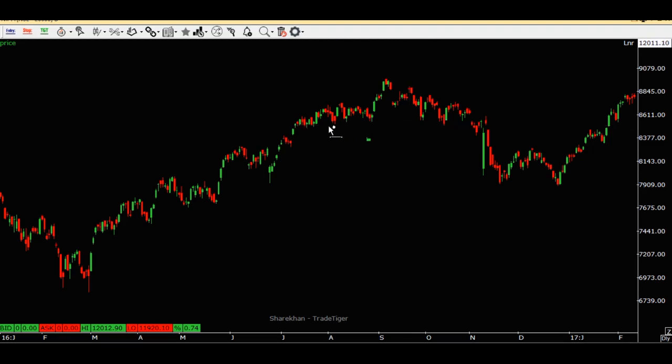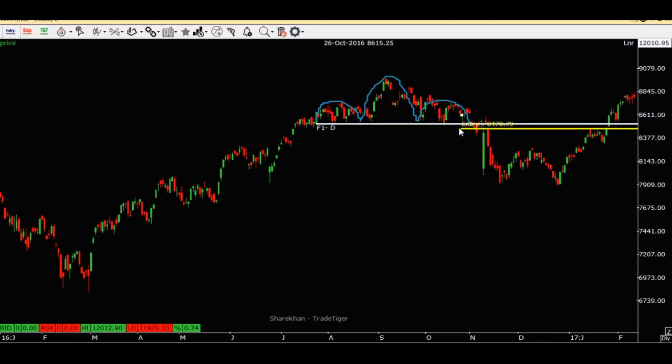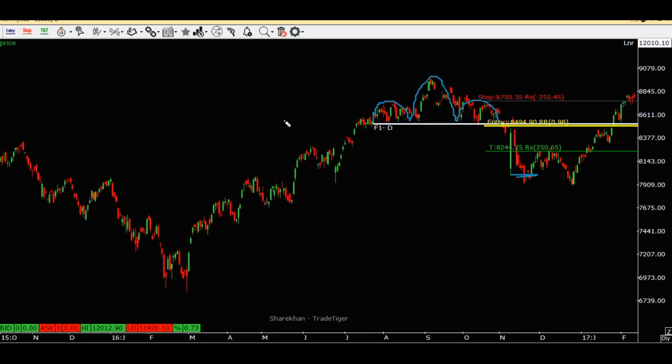So here's one. Here's the left shoulder, here's the head, and here's the right shoulder. So my entry will be on the break of the neckline. My stop loss will be the shoulder high, and my first target will be 255 points, which is right here. Okay, and final target would also have been achieved somewhere here. Let's look at another example.